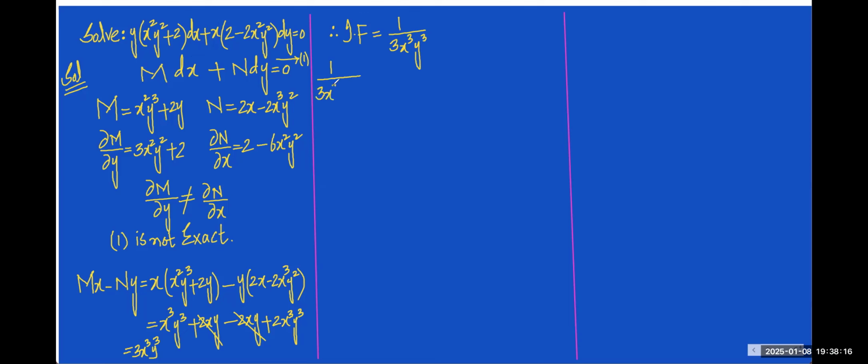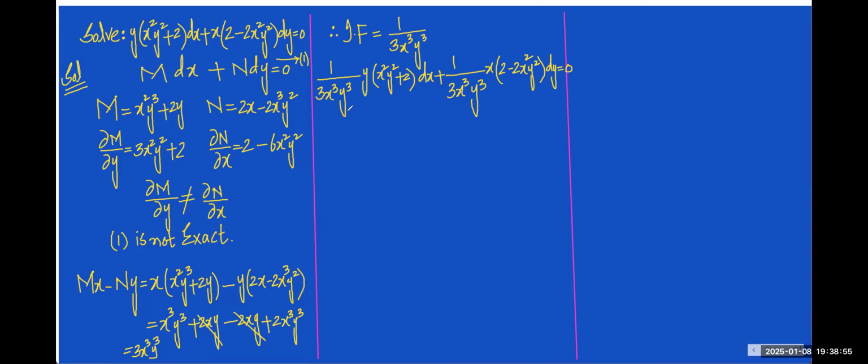1 by 3x cube y cube, I'm multiplying with equation number 1 directly. y times x square y square plus 2 dx, plus 1 over 3x cube y cube into x into 2 minus 2x square y square of dy is equal to 0.